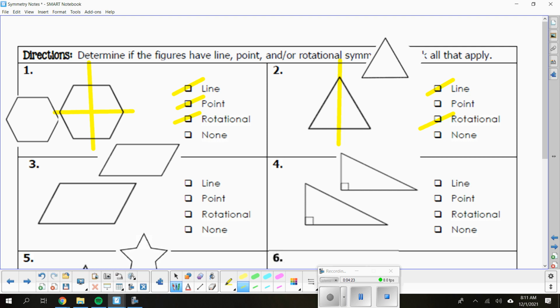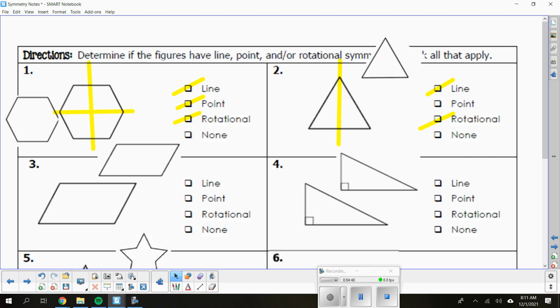Number three is a parallelogram. You actually can draw no lines of symmetry in a parallelogram because of those angles that aren't going to be congruent, and our opposite sides that aren't going to be congruent to each other when you fold it either. You're going to try to fight me on that one, but it does not have line symmetry at all.